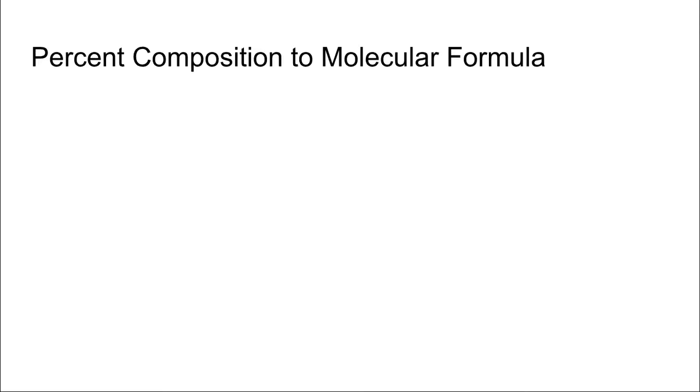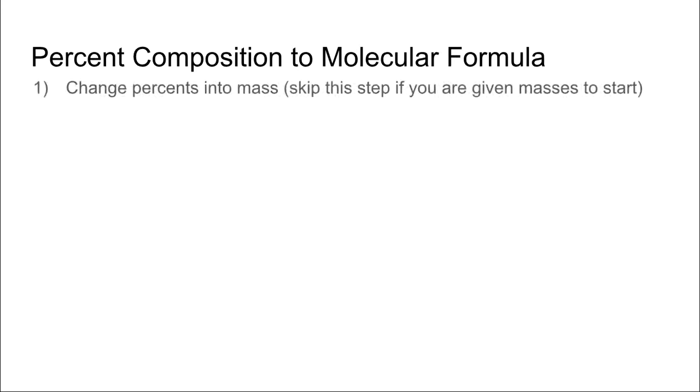Anywho, if we want to use the percent composition of a compound and use that to get the molecular formula, this is something that a scientist human might do in real life. If you had an unknown compound, you could analyze that thing and you could figure out the percent composition. And you could also figure out the molar mass for your compound. So you can figure out percent composition and molar mass, and then with those two things, you can figure out the molecular formula.